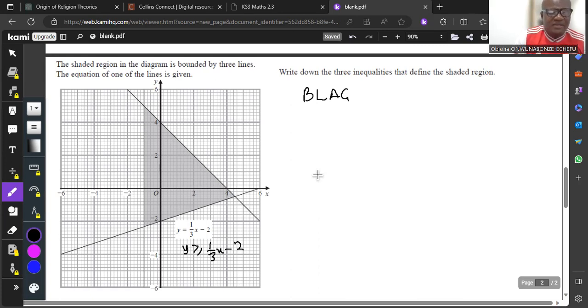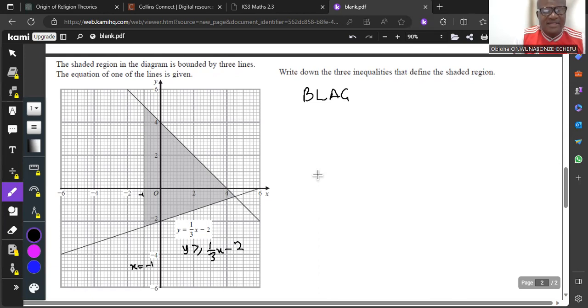Now let's look at the vertical line. You can guess the equation of the vertical line. The vertical line passes through -1 on the x-axis. Therefore, the equation of the vertical line is x is equal to -1. That's the equation. So let's look at the shading. You can see that to the right of -1 is shaded.